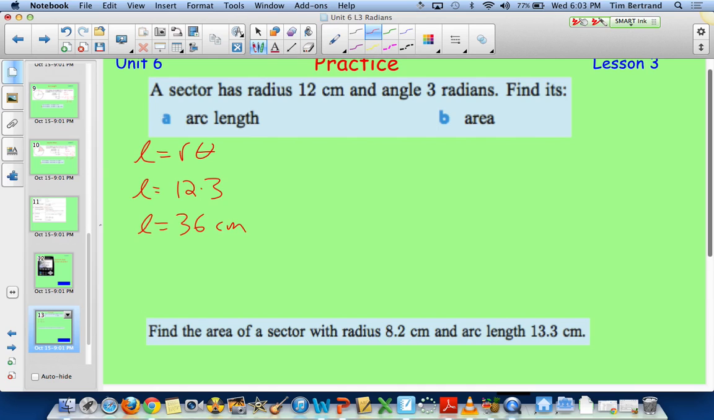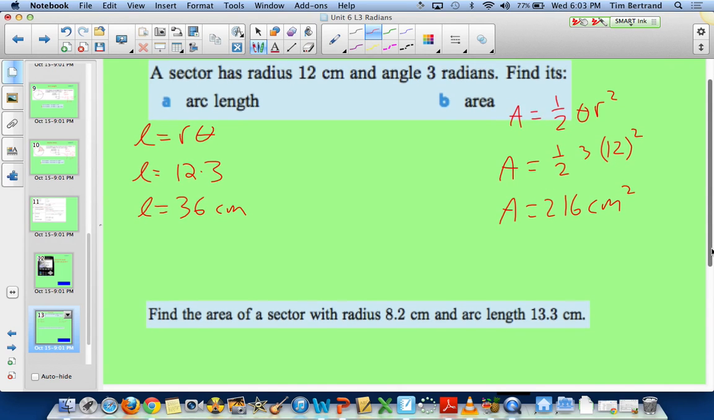If you remember this formula we were just looking at, 1/2 theta r squared is the area of a sector. Once again, I'm just going to substitute values. Theta is the measure of the angle in radians. That happens to be 3. And r squared is 12 squared. You put that into your calculator, you should get, I think, 216 centimeters squared.